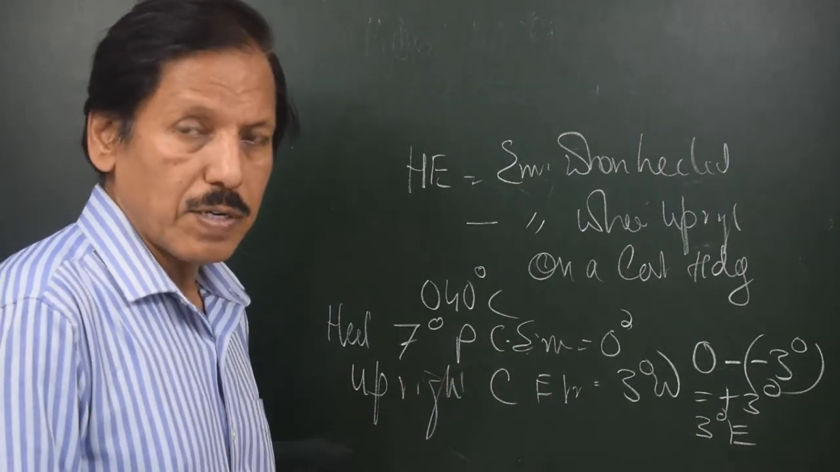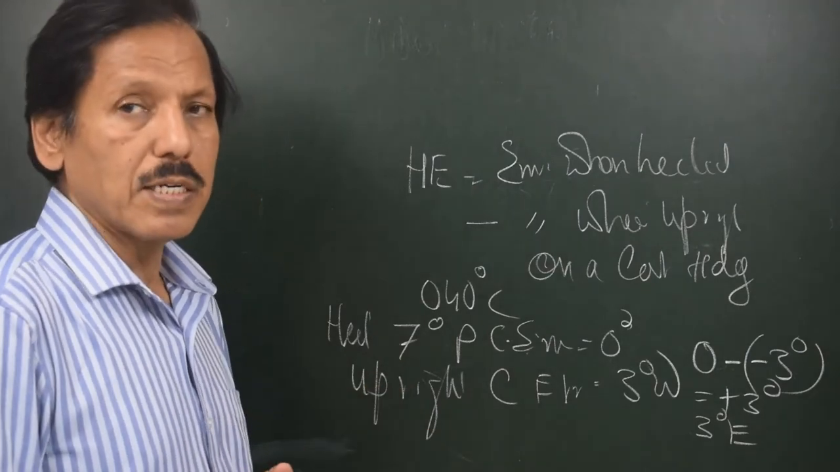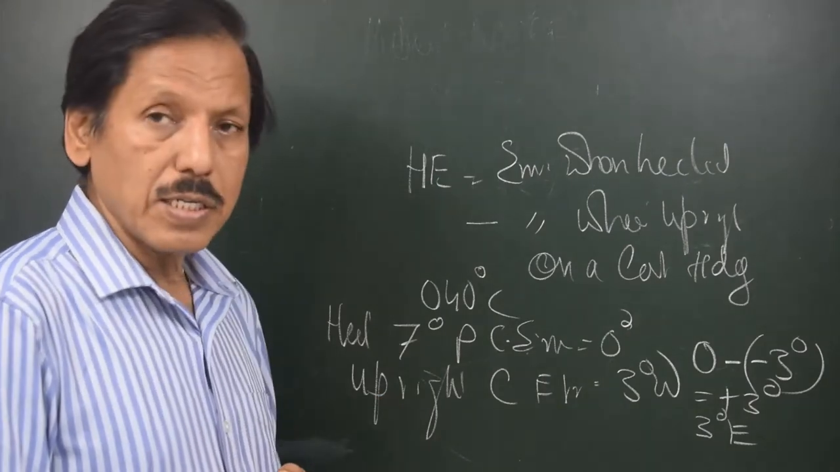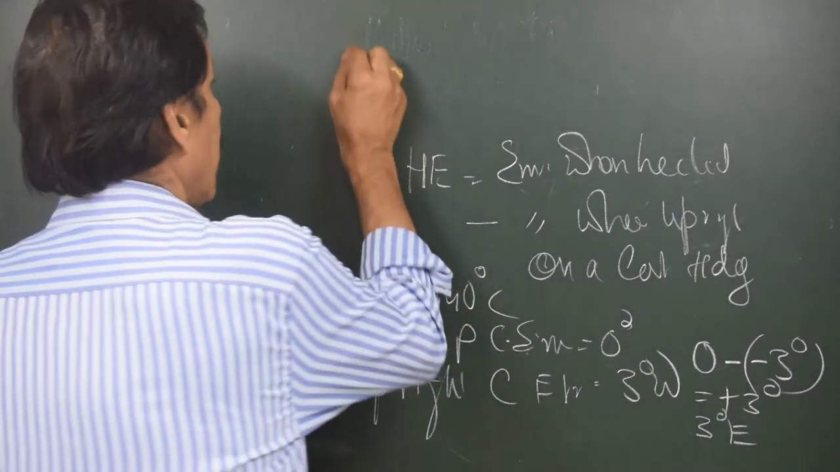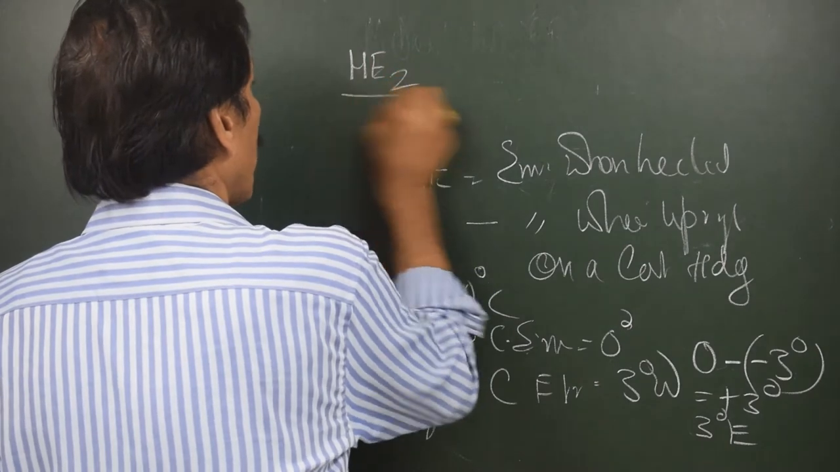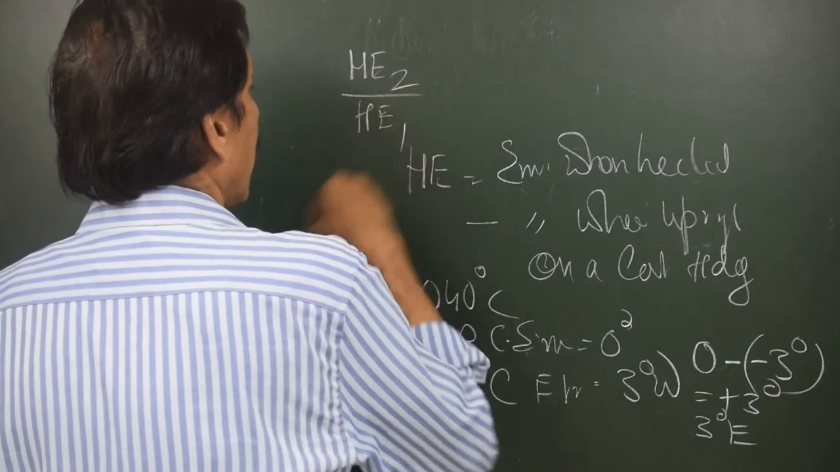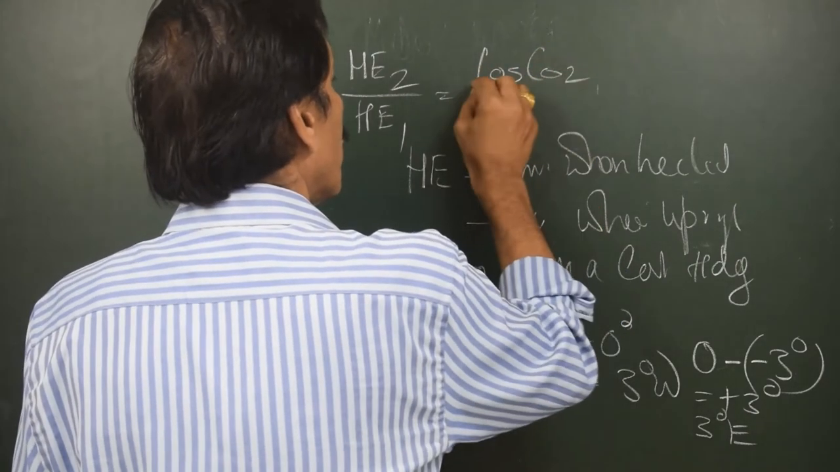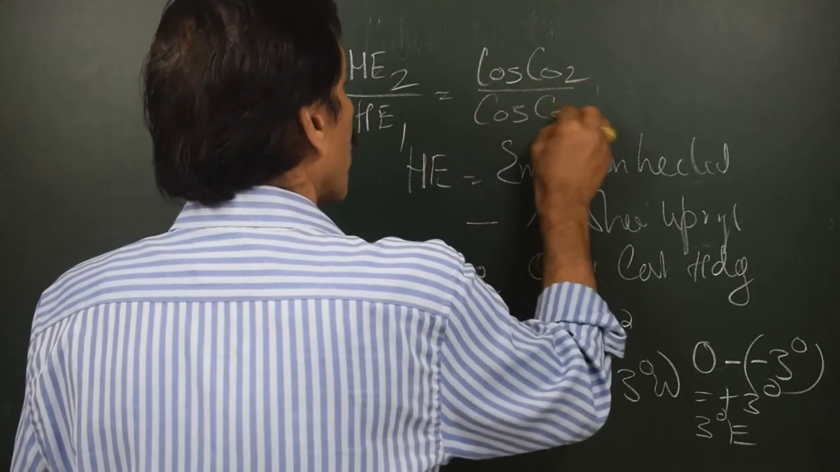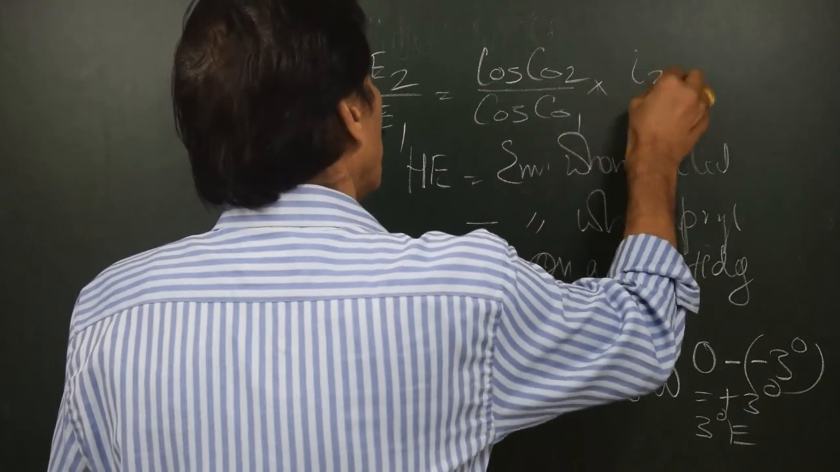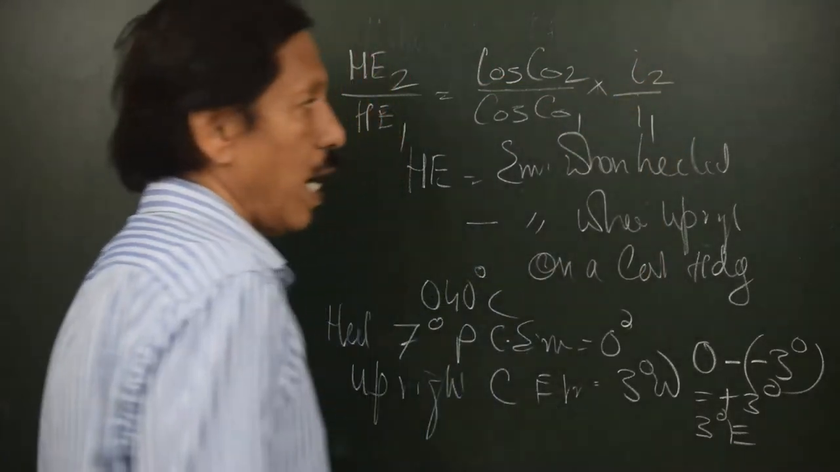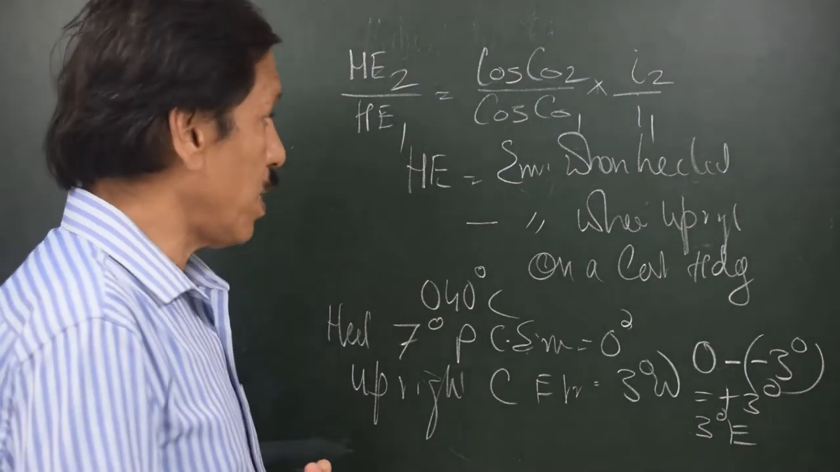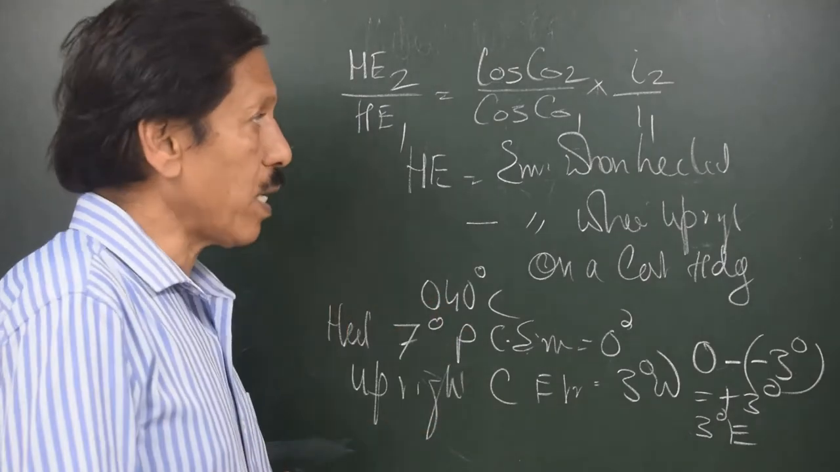Now there is the sign convention: when the vessel heels to port, it is considered as minus inclination, and as the vessel heels to starboard, the inclination is called positive. So can we say that heeling error 2 upon heeling error 1 is equal to cos course 2 upon cos course 1 into I2 upon I1. I2 and I1 are inclinations to represent heeling error 2 and heeling error 1 respectively. Let us do one simple numerical to understand this.